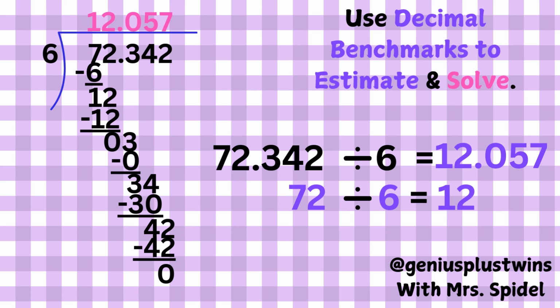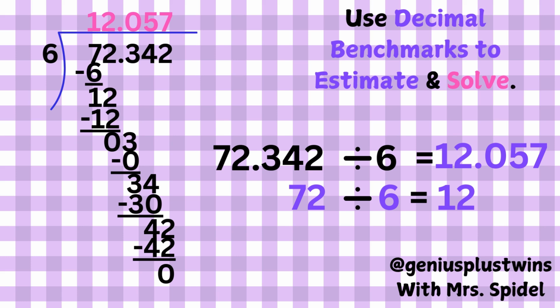72 divided by 6 equals 12. That is my estimate using decimal benchmarks. Now I'm going to take you through how to solve this problem step by step to find the exact answer. First, I know that 6 times 1 equals 6. 1 will go up on my answer line. I will place a 6 underneath the 7 and subtract. When I do that, I will have 1 left over. Then I bring down the 2 next to the 1. 6 times 2 is 12. 2 will go on my answer line. 12 will be subtracted from the existing 12 there to get 0.